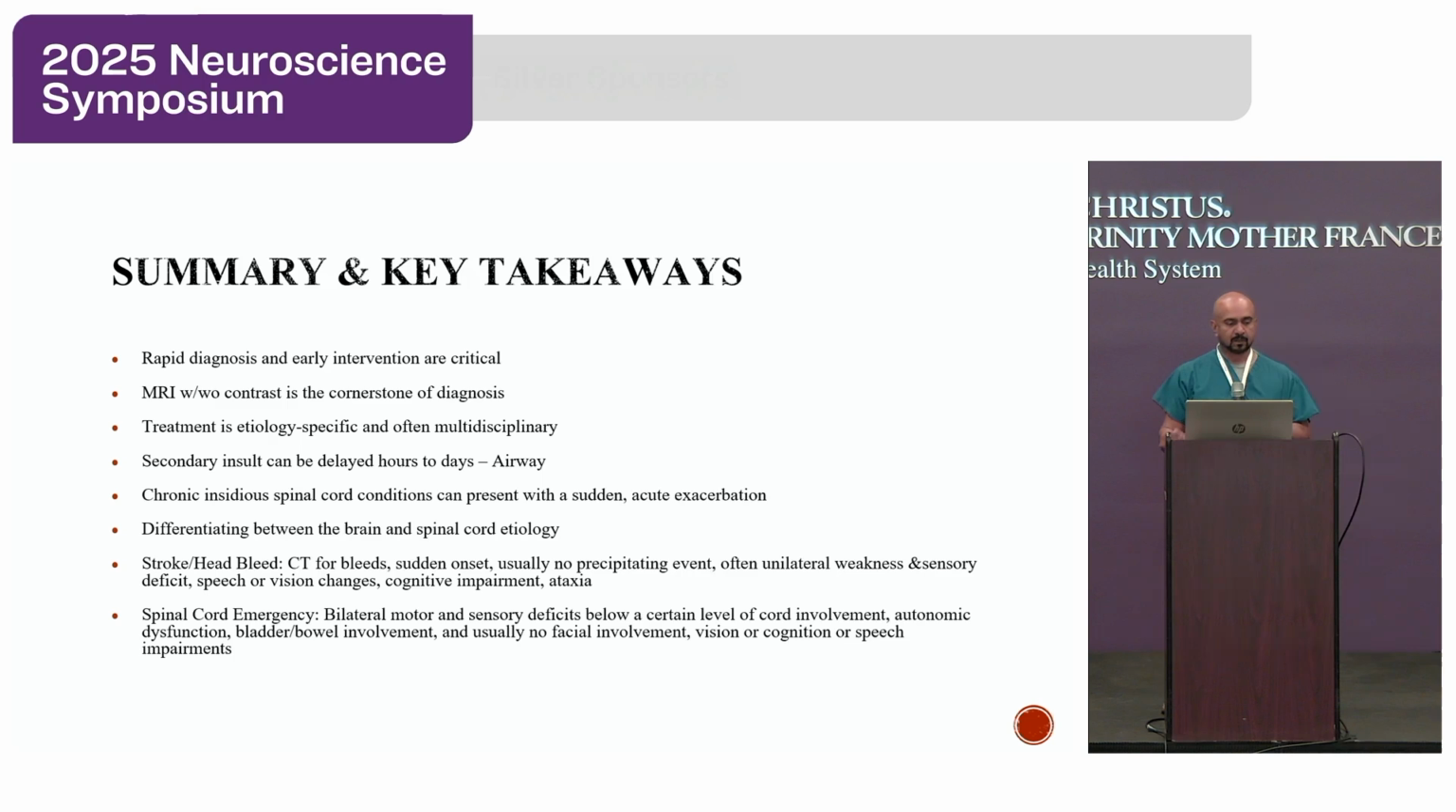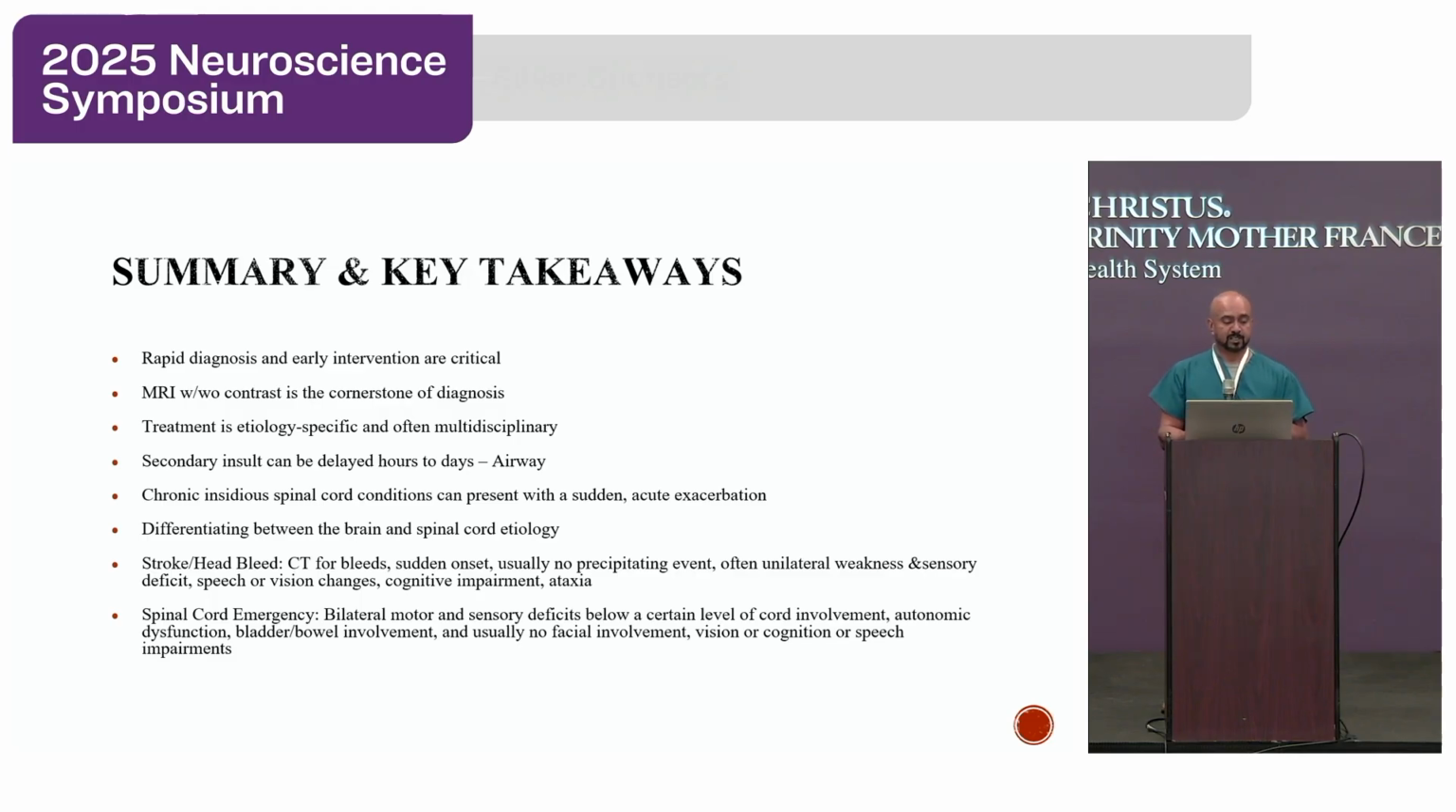All right. So the summary and key takeaways from this little talk here: rapid diagnosis and early intervention are very critical in spinal cord emergencies. MRI with and without contrast is the cornerstone of diagnosis of these spinal cord emergencies. Treatment is etiology specific, as we talked about, and often multidisciplinary. That means we need the neurosurgeon, neuro-IR, neurology involved, infectious disease if it's an infectious cause, right?